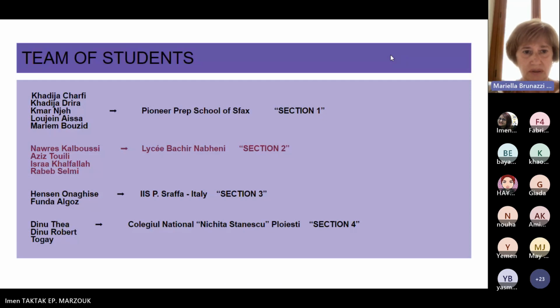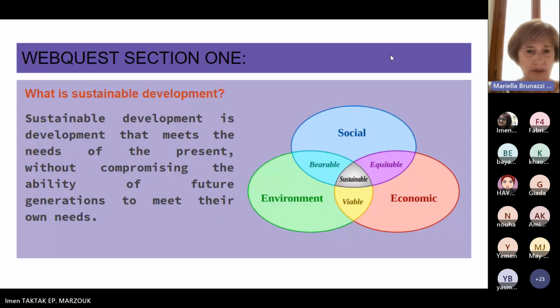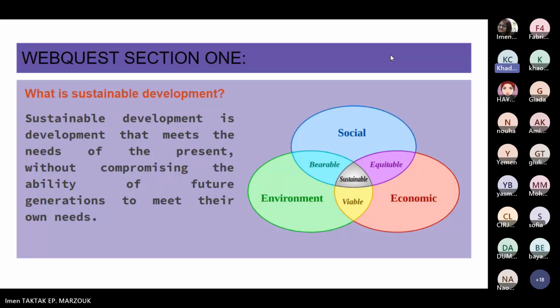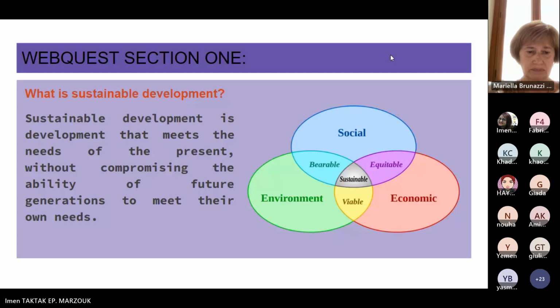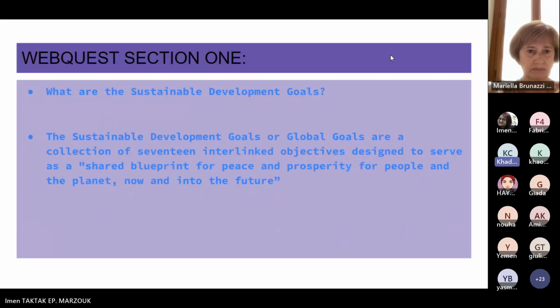Okay, so section 1, students from School of Sfax. Is there anyone who can explain it? Hi, I'm Khadija Sharfi from Pioneer Prep School of Sfax, and I'm going to present website section 1. So what is sustainable development? Sustainable development is development that meets the needs of the present without compromising the ability of future generations to meet their own needs. What are the Sustainable Development Goals? The Sustainable Development Goals, or Global Goals, are a collection of 17 interlinked objectives designed to serve as a shared blueprint for peace and prosperity for people and the planet now and into the future.